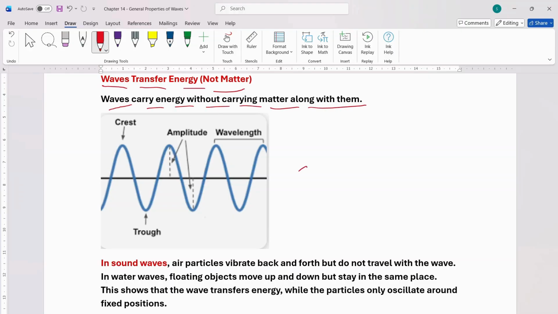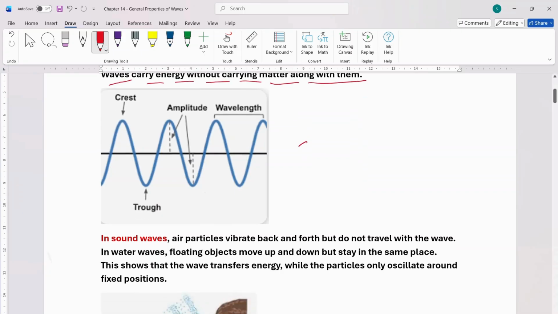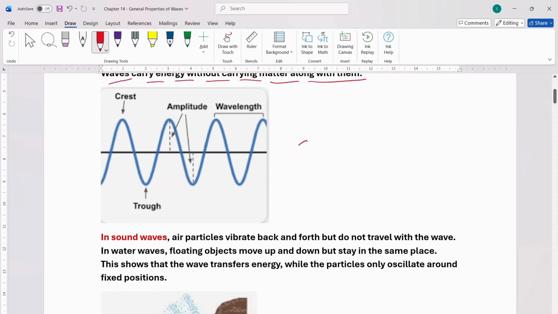This is a general diagram of a wave. The upper side is called the crest and the lower side is called the trough. This is the distance of amplitude, and the distance from one point to another is called the wavelength.